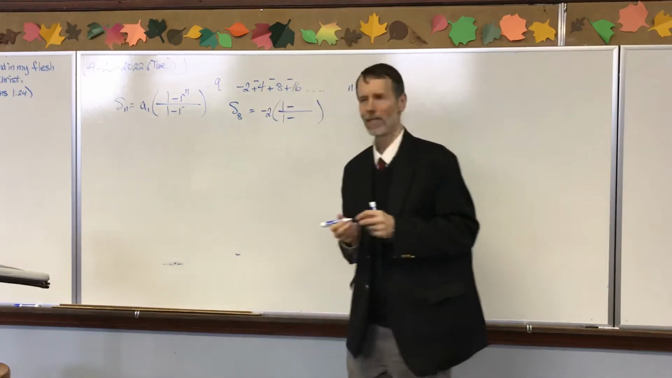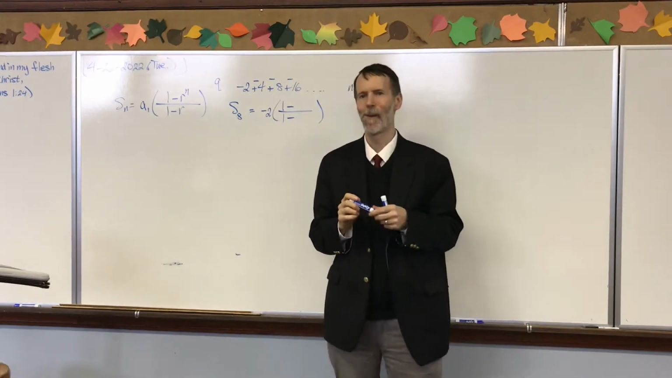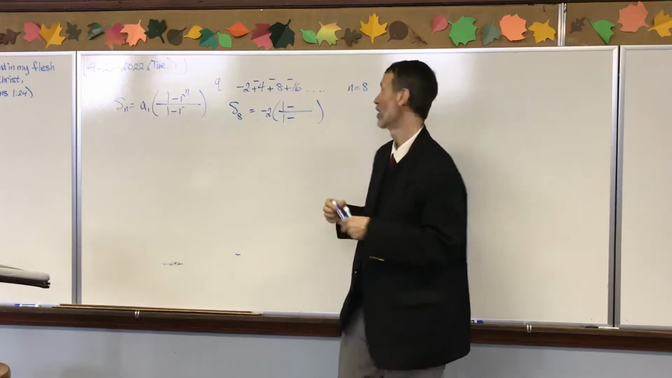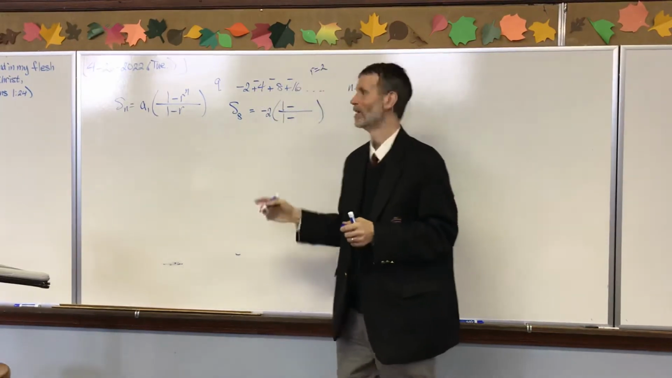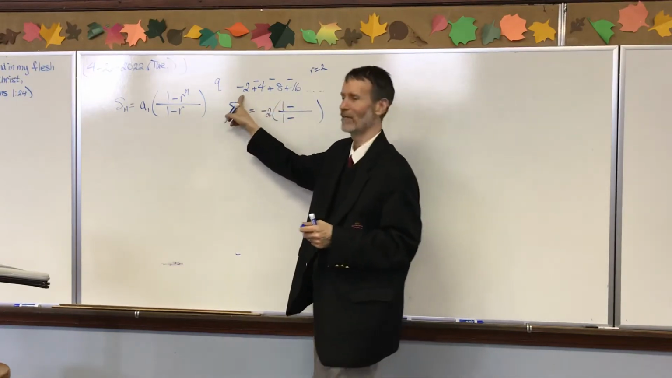Can anybody tell me what they're multiplying by? Brent? 2. R is 2. Everybody see why? Yeah. You can always just divide and find that.